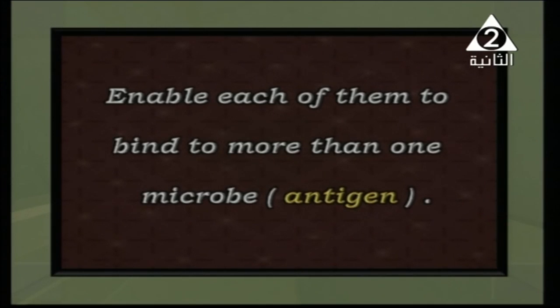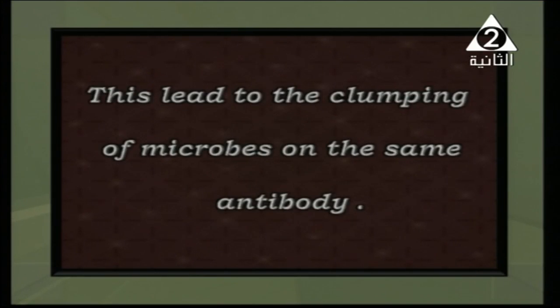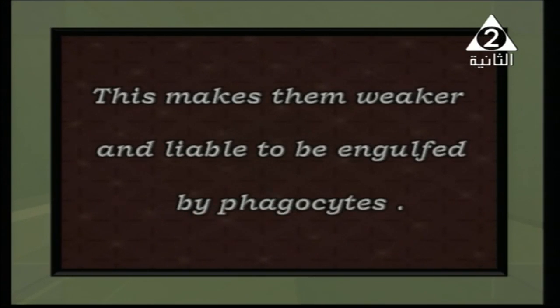As we said, each antibody has only one binding site, but in this case IgM has many, so it enables the antibody to combine with more than one antigen, or more than one microbe or virus. This also leads to the clumping of microbes, or the attachment of the microbes to the same antibody. These make them weak and liable to be engulfed by the phagocytes, easily destroyed inside the body.